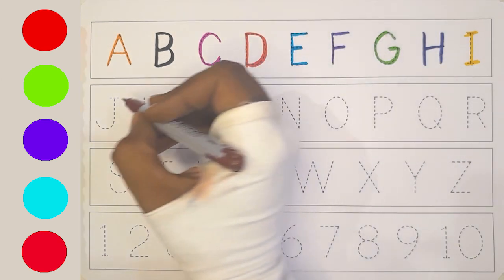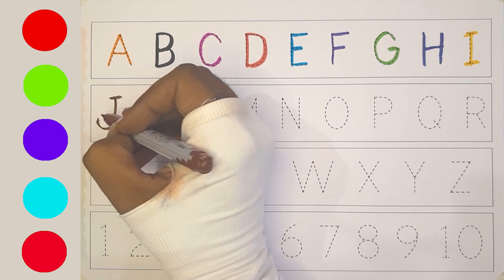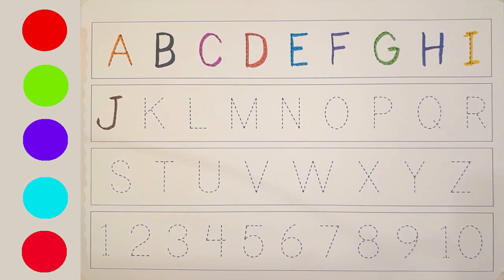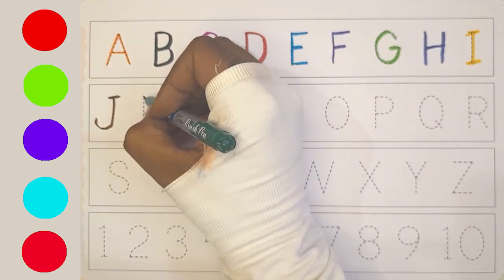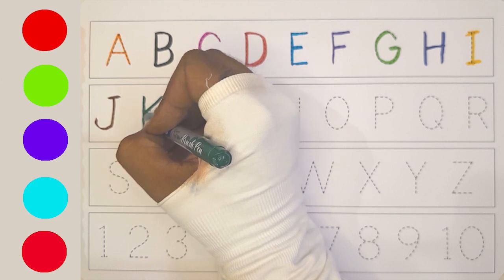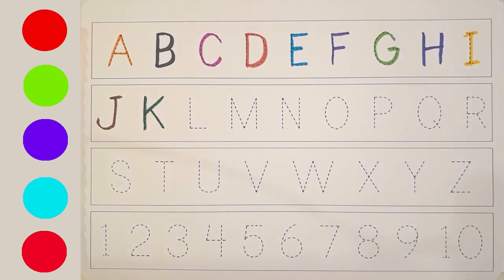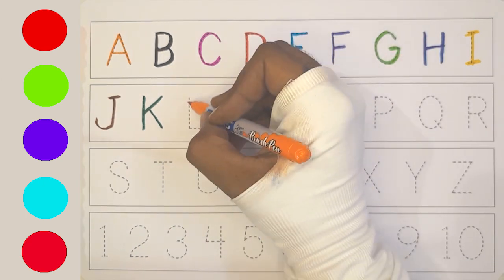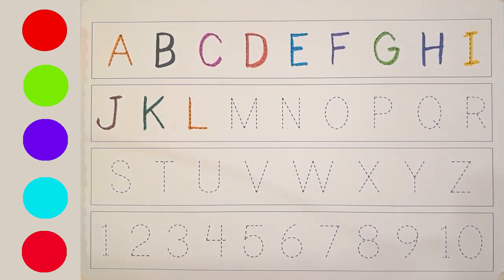Brown color. J. J for jet. Dark green color. K. K for kite. Orange color. L. L for lion.